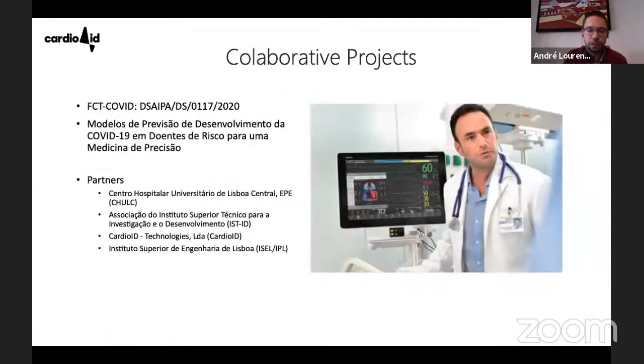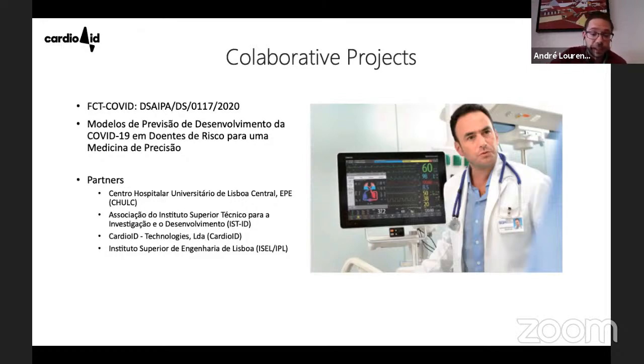We are also working on a different perspective on a project for predicting the risk of COVID patients, mainly in terms of cardiac signals. This project started at the end of last year, and we are interacting with Centro Hospitalar da Universidade de Lisboa Central, with Técnico and with ISEL in order to create these models for predicting what is going to happen for COVID patients.